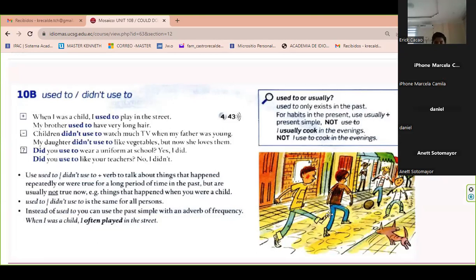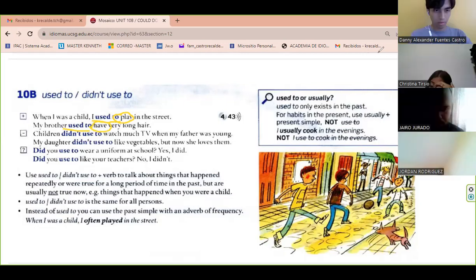So notice the structure that is here. When we use used to, first of all, you need to notice that used to is in past, but the other verb that follows used to is in infinitive, in present. I used to play. Here, my brother used to, and the other one is in present, used to have. The verb goes in infinitive, in normal form.